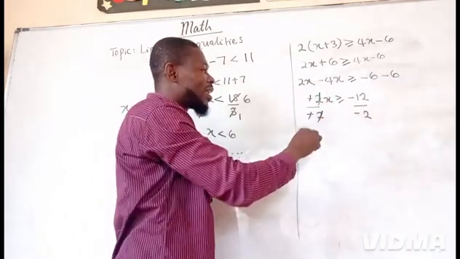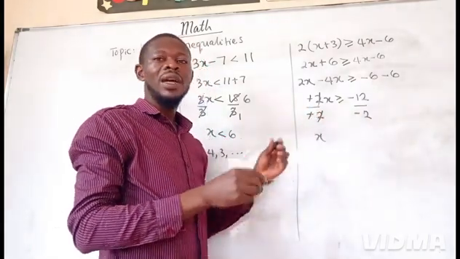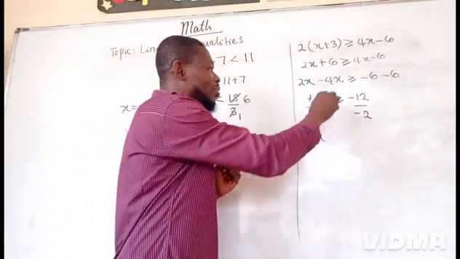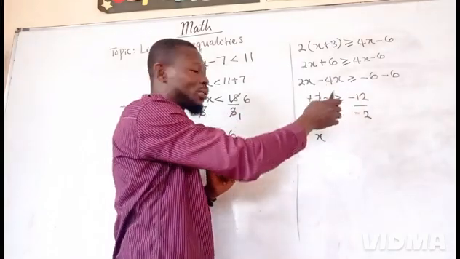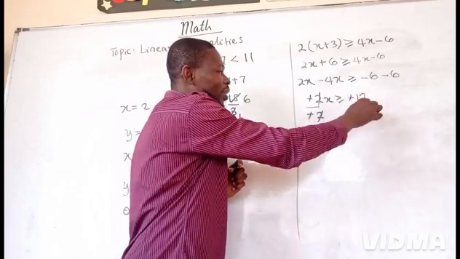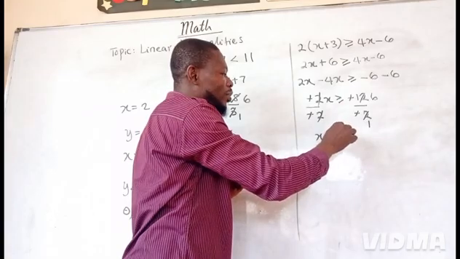2 will also cancel out, giving us x. Because we divided both sides by a negative sign, this inequality will reverse. Here it's greater than or equals to, it becomes what? Less than or equals to, and then we finish off. And just get 6. X is less than or equals to what?